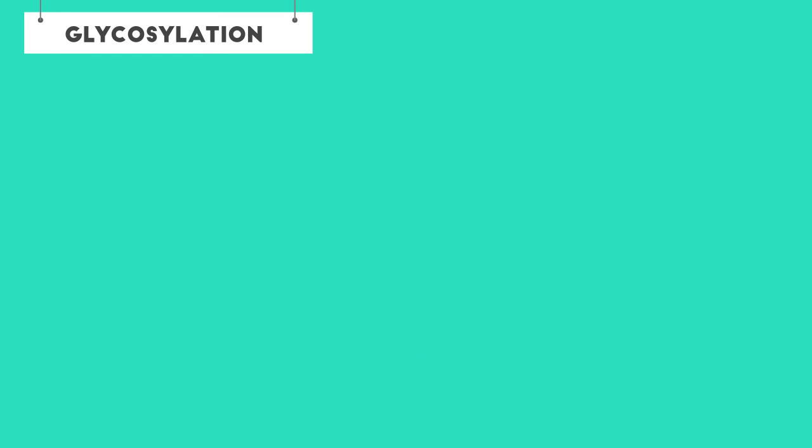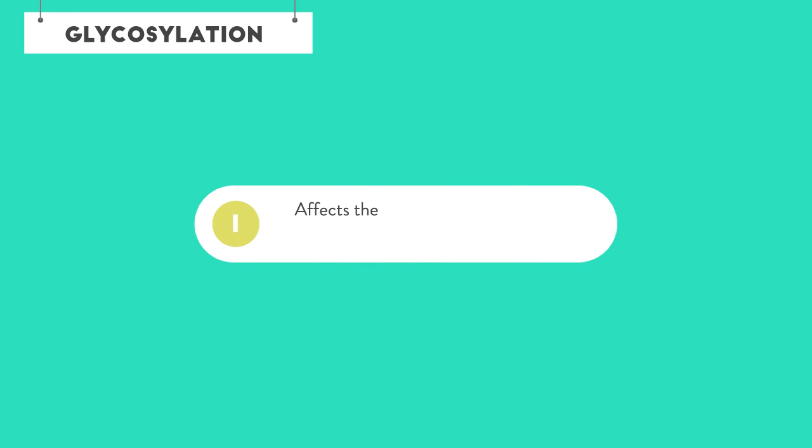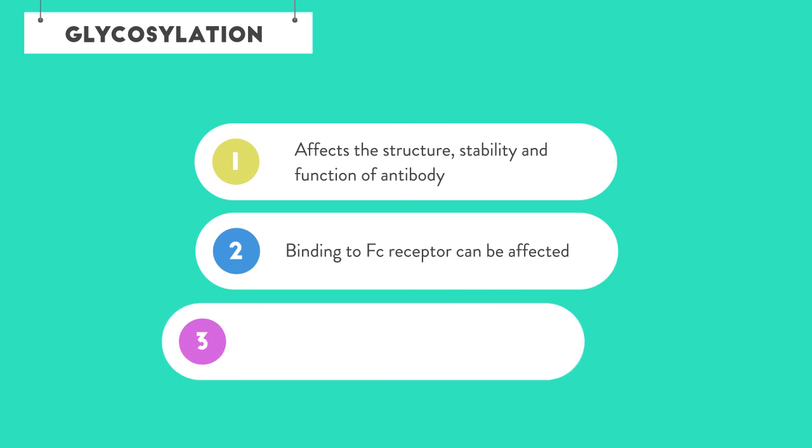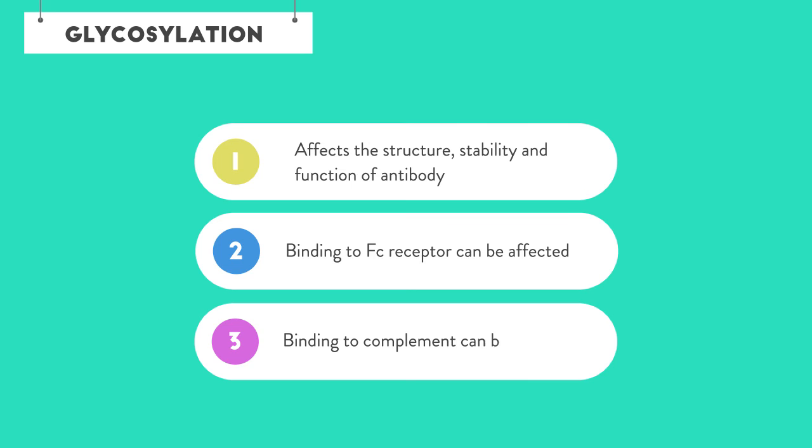The presence or absence of these sugars affect the structure, stability, and function of the antibody. Binding to Fc receptors can be affected, and as such, antibody-dependent cellular toxicity is determined by glycosylation in some instances. Binding to complement can also similarly be affected as well. The function overall is affected by glycosylation. The specific patterns of glycosylation is beyond the scope of this lecture.